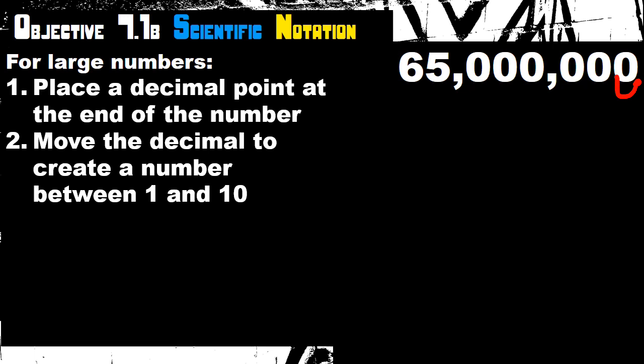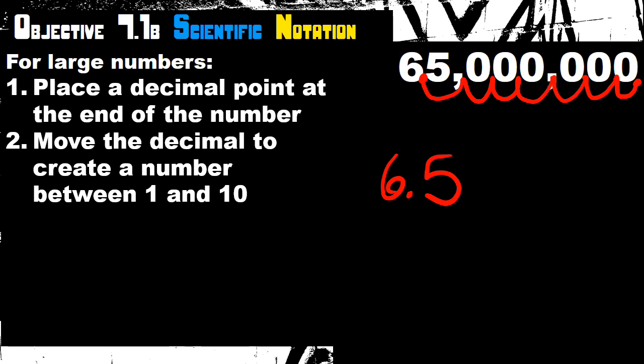We moved it one place. Right now we only have 6,500,000. We need to get a number between 1 and 10, so let's keep moving it: 2, 3, 4, 5, 6. We've moved it 6 places now. We are at 65, getting really close to a number between 1 and 10. If we move it one more time, that gives us 6.5. So we know that number is between 1 and 10.